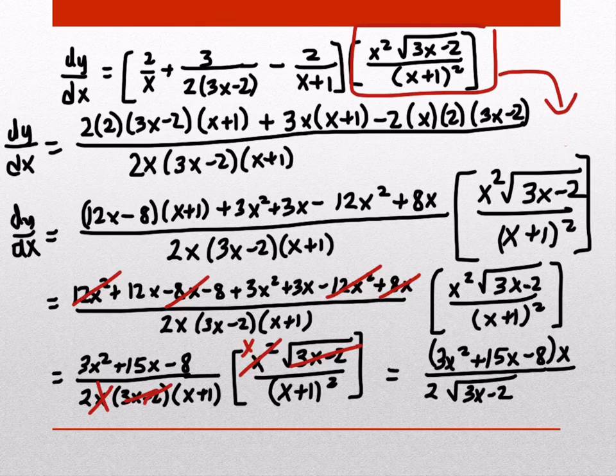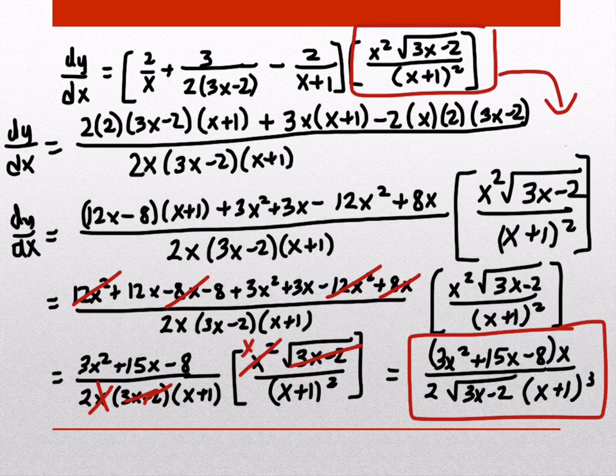And how are those going to combine? Yeah, x plus 1 to the third. Right? And you could distribute the x through the top if you like. You can get 3x cubed plus 15x squared minus 8x. That'd be fine. But most of the time, that's okay to leave in factored form as well.